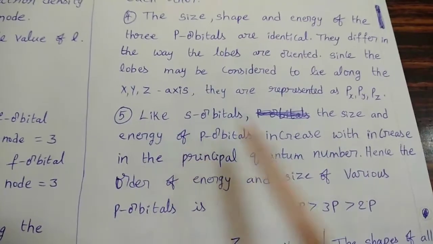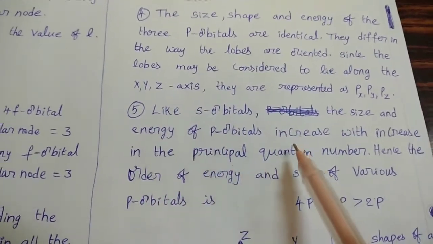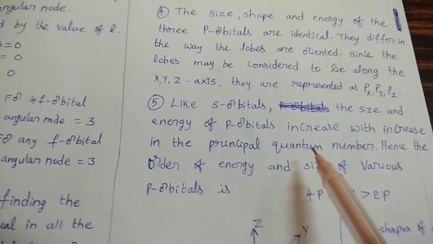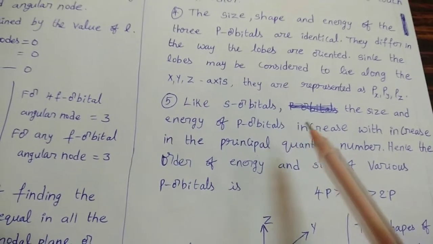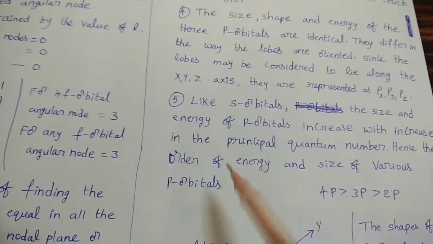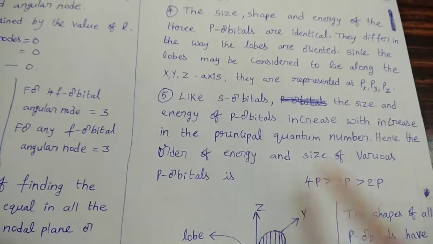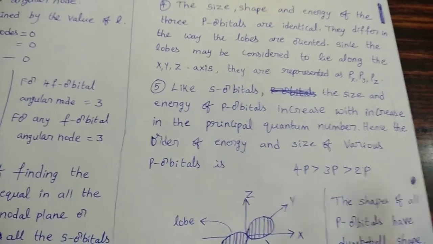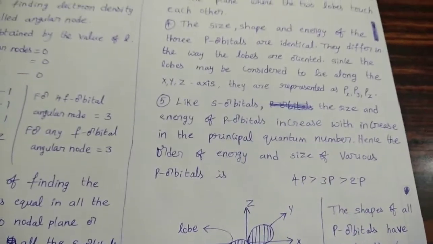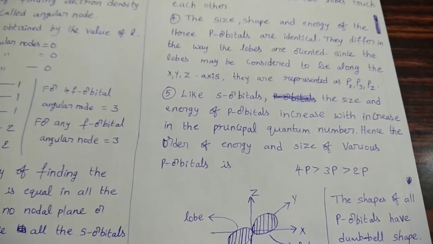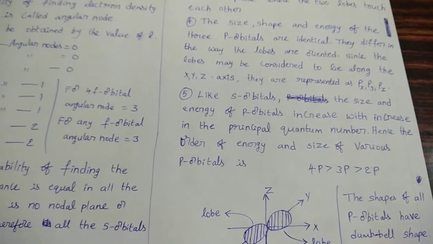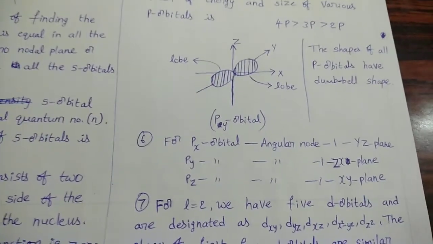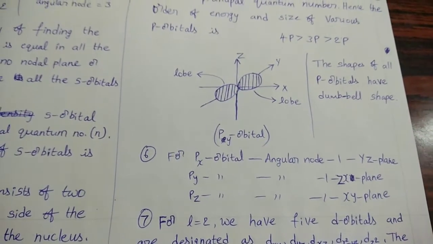Next, like s orbitals, the size and energy of p orbitals increase with increase in the principal quantum number. As the n value increases, the size and energy of p orbitals also increase, just like s orbitals. Hence, the order of energy and size of the various p orbitals: 4p greater than 3p greater than 2p. That means 2p orbital size is less, energy is less, and 4p orbital size is more, and energy is also high.